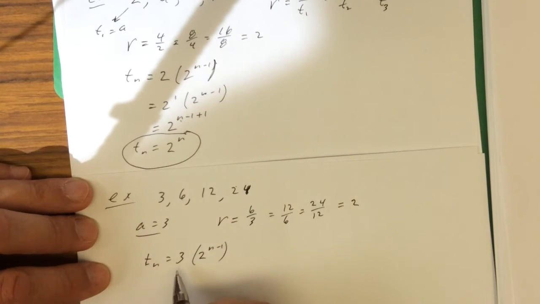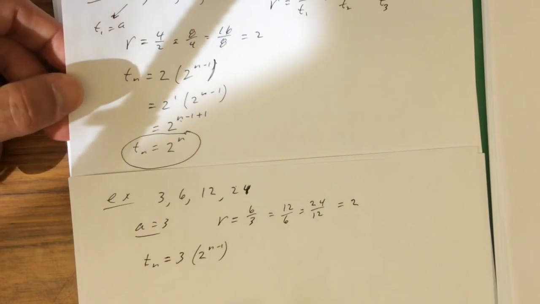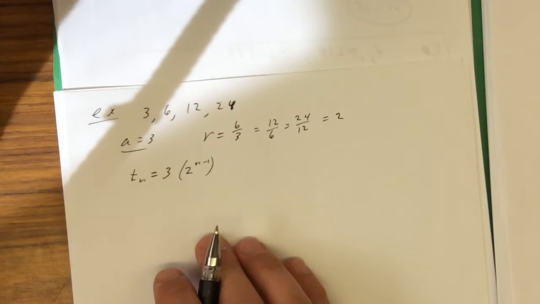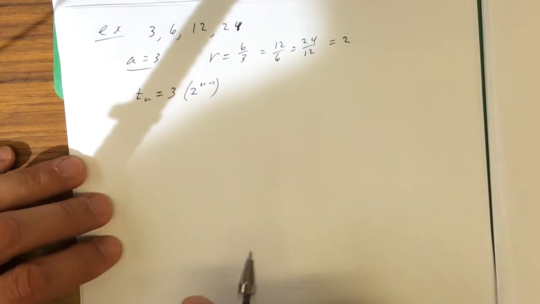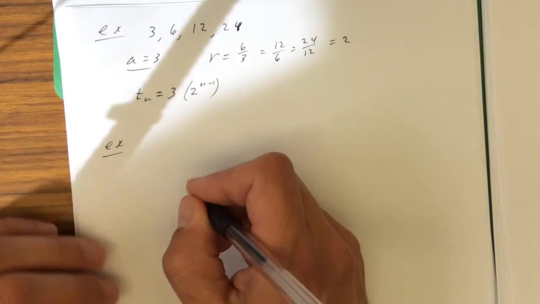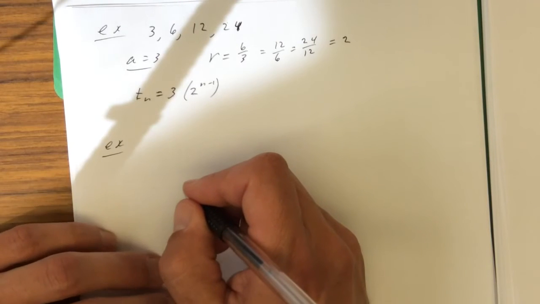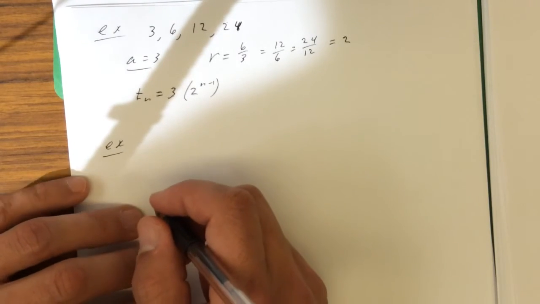And that one can't be simplified because the bases are not the same. 3 and 2 are different. So that's it for that one. All right, so now what if you're given a sequence where you know 2 of the terms are not consecutive, and just like in arithmetic sequence, you want to figure out the formula for the sequence.